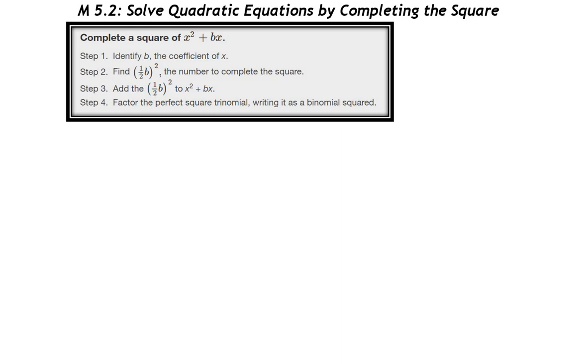Here is the method. Suppose we have an equation like this, x square plus bx is equal to, say, k. So that is a quadratic equation, and we want to convert that into a perfect square. For that, we have to take the coefficient of x first, that is the term with x. Here it is b. So identify the coefficient of x. Then take half of that.